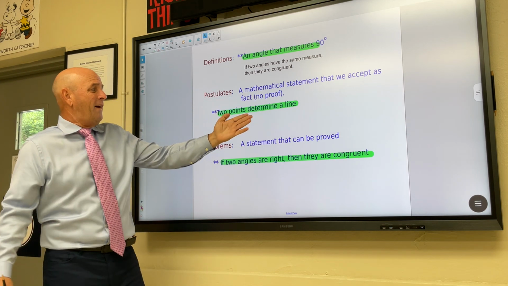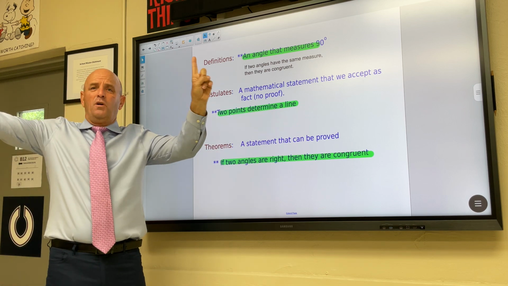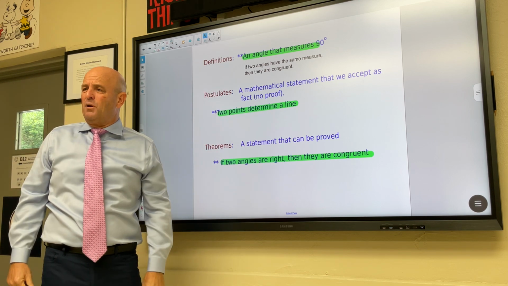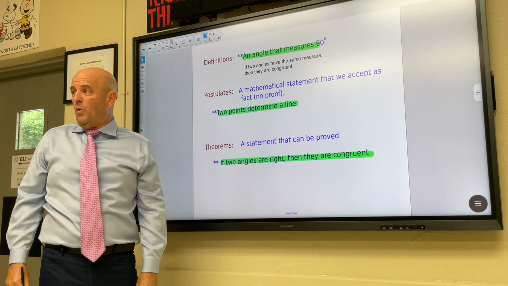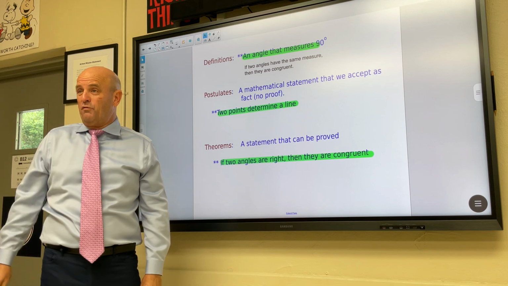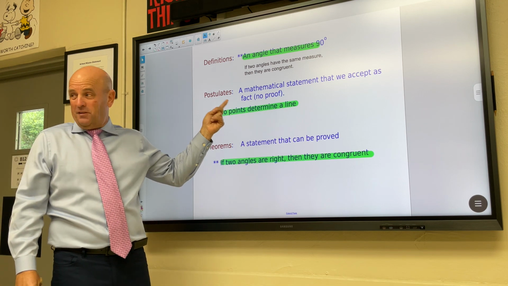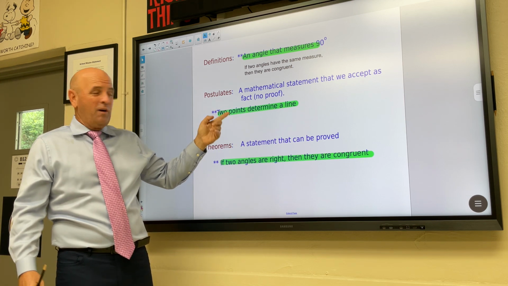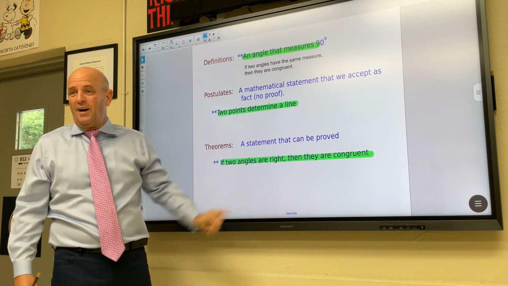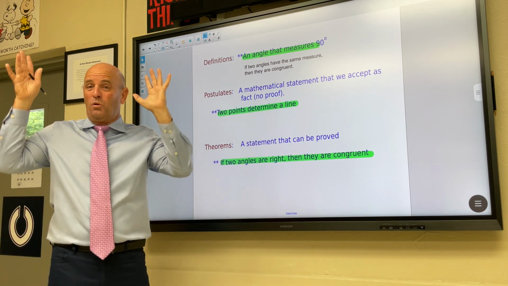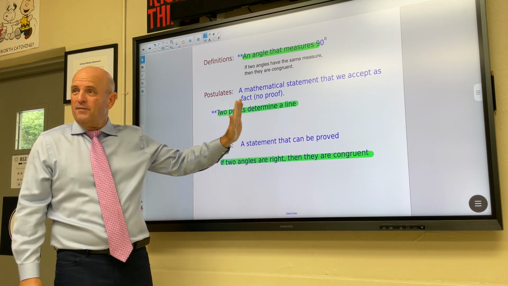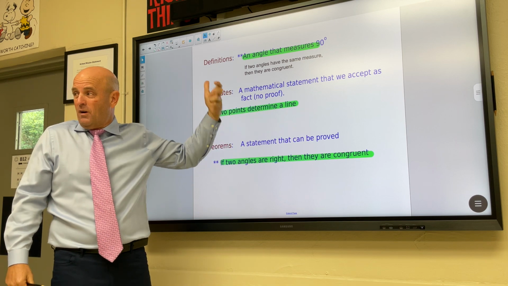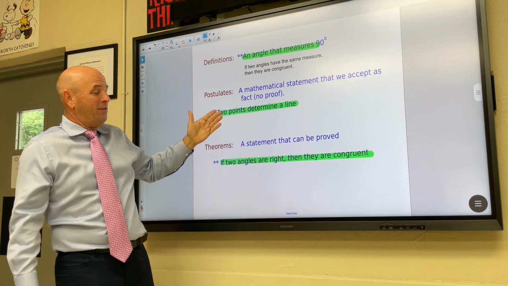What is a postulate? We've actually had this before. Remember when I asked you to hold up two fingers and I said how many lines go through that? What did you say? One. You said one line goes through those two fingers. Why? Because there's a postulate that says that two points determine a line. That's an actual rule. Do we have to prove that? No, we just accept it to be true. It's called a mathematical fact. It's called a postulate. Okay?